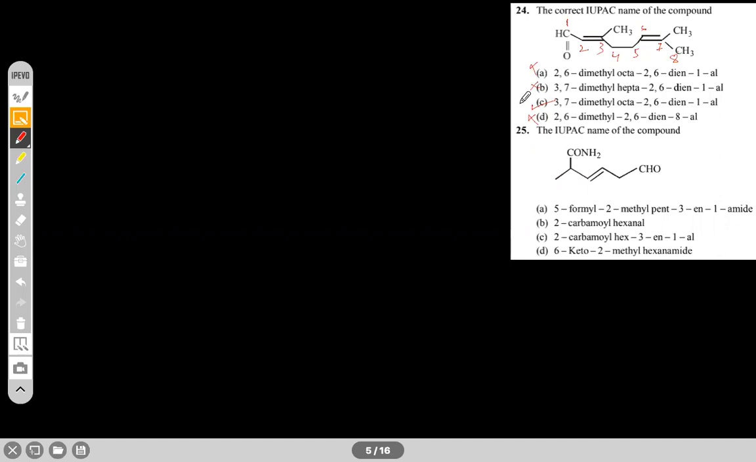Next one, you see the IUPAC name of the compound is. Okay, so we have two functional groups here. One is amide, the other one is aldehyde. Okay, so amide and aldehyde, which one should we consider as the principal functional group? For this, we should know the priority order. We know amide has higher priority than aldehyde.